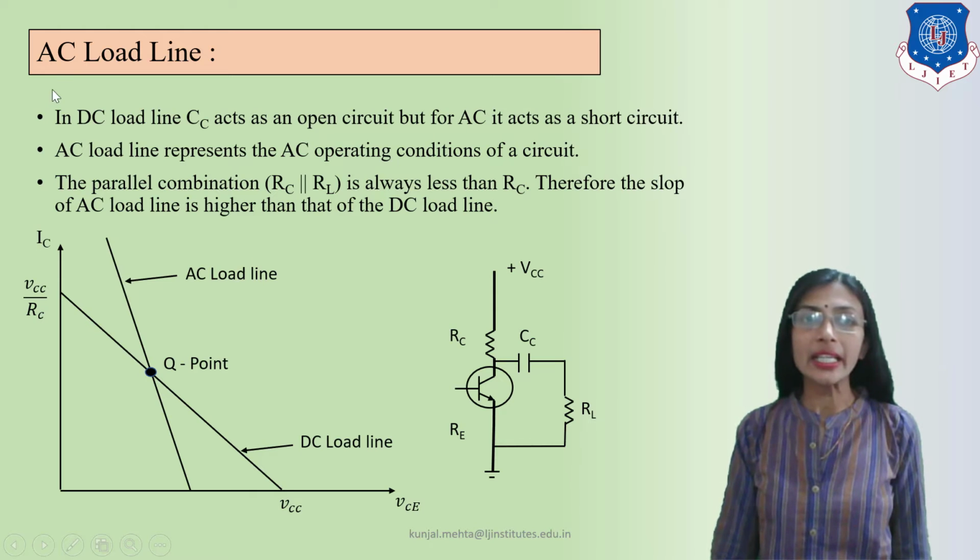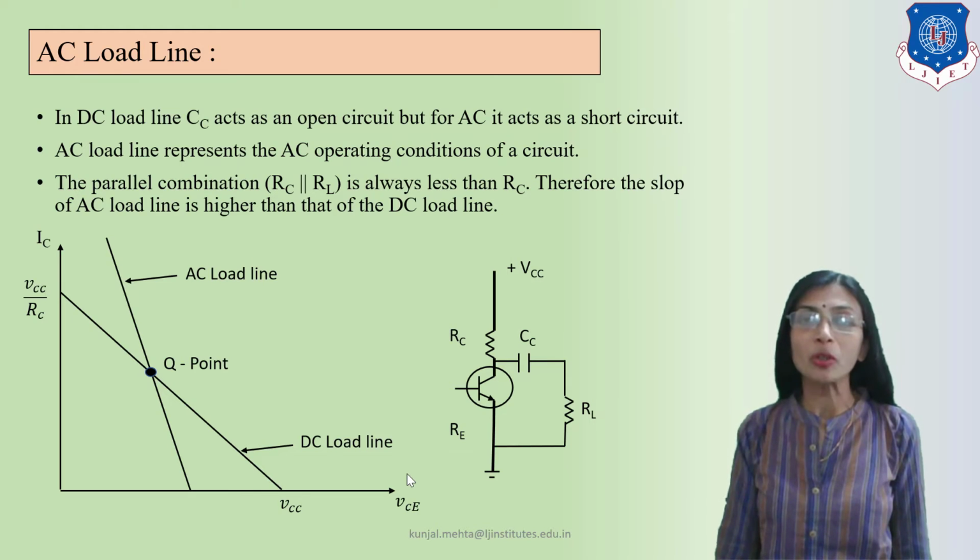Look at this. This is the AC load line. I have drawn here the two load lines. This is the DC load line and this one is the AC load line. Clearly I have explained here that the slope of DC load line and the slope of AC load line are different. How? This is the output characteristic for the common emitter amplifier or common emitter BJT circuit.